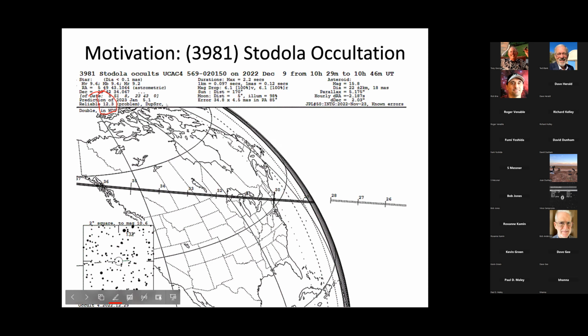This is, again, from the WDS. This is from the Washington Double Star.